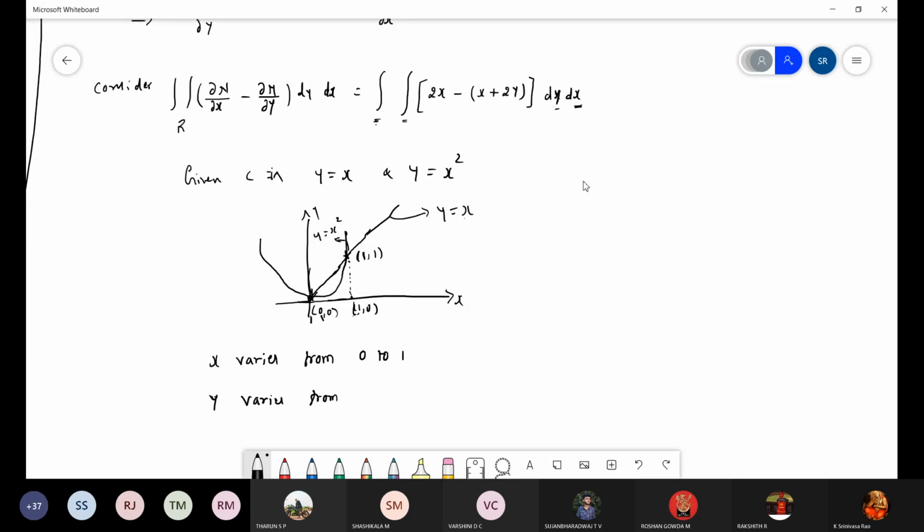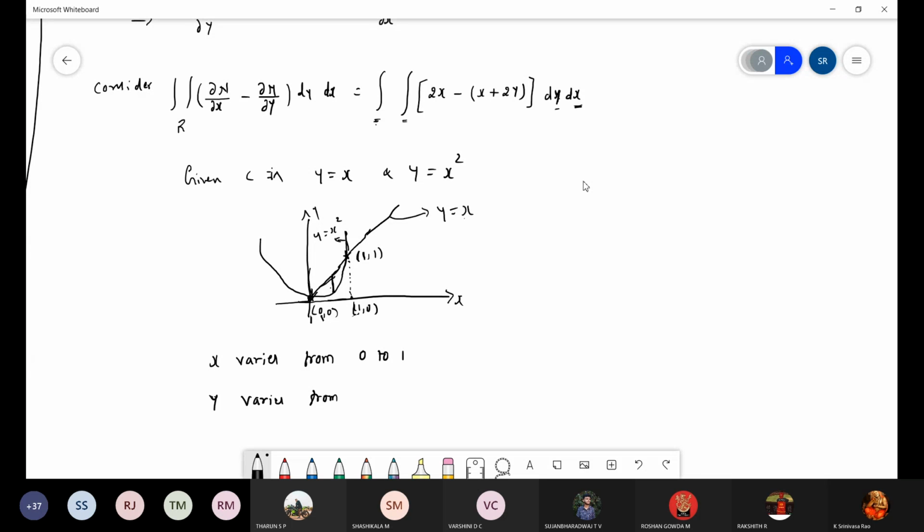Variable means, see, this is the common region. You can observe the diagram. This is the common region, between y equals x and y equals x square, the parabola. In this common region, I will draw one vertical line. Can you tell what is the first point, the bottom point, and what is the top point, the end point? There will be a restriction, no? What is that restriction? Can you tell?